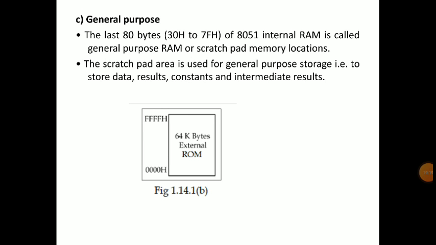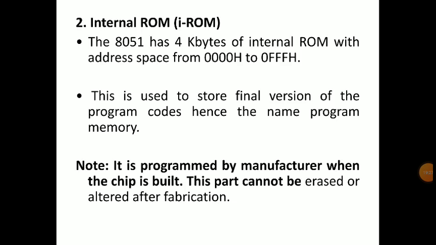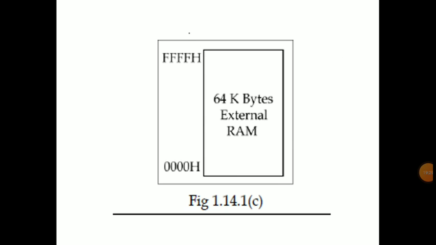Actually, this should be 0 to 0FFF, that is 4 kilobytes of internal ROM, in the diagram. The 64 kilobytes external RAM or external ROM is the same, because the range is the same for 64 kilobytes RAM or ROM external. 64 means 2 power 6 into 2 power 10. 2 power 6 represents 64 and kilo means 2 power 10. So both will be 2 power 16.